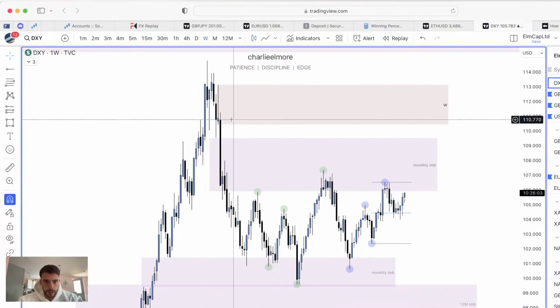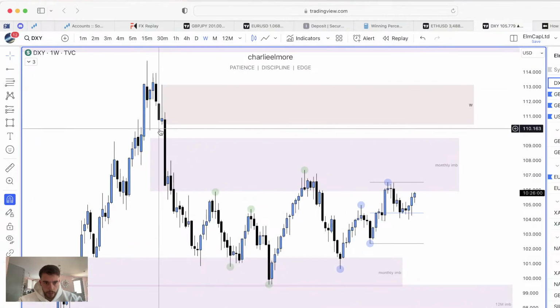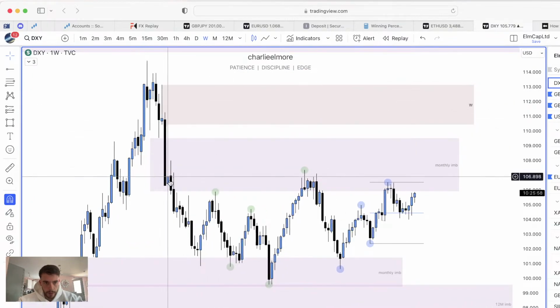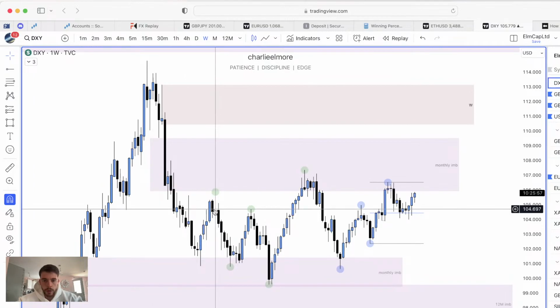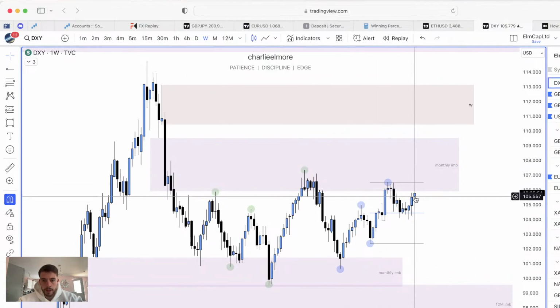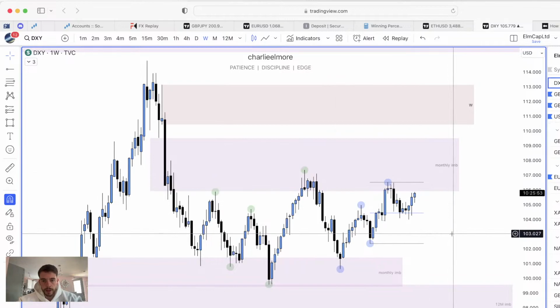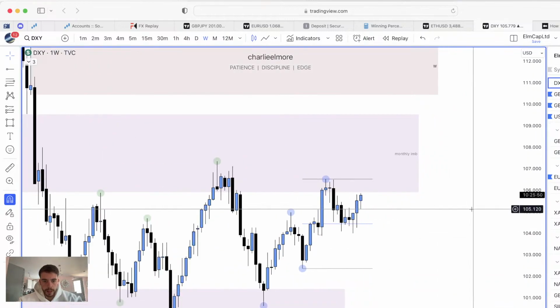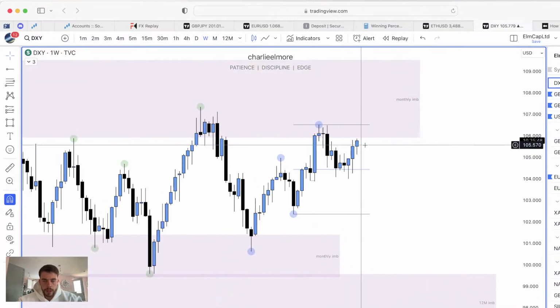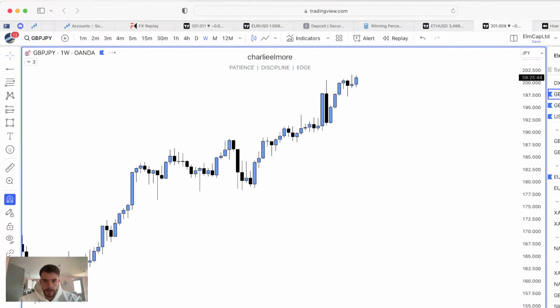And we've also got that as well. We can't ignore that. We've got a weekly supply right there, which is a bullish candle before that bearish move. So price is obviously within here. We could continue up based on whatever news events come out, more than likely. So that's pretty much it for the dollar. Let's move on to GJ.